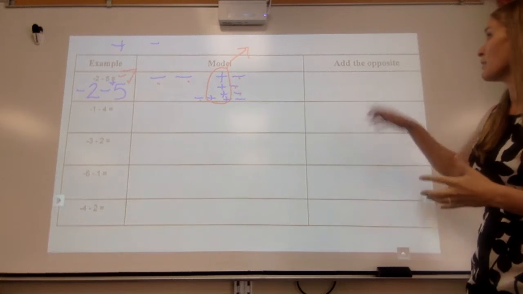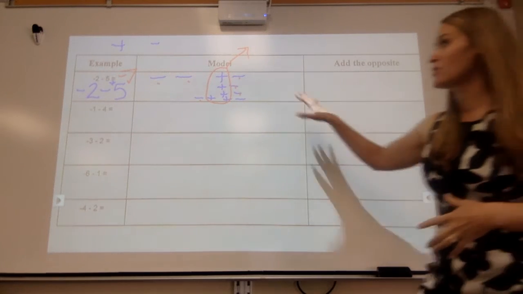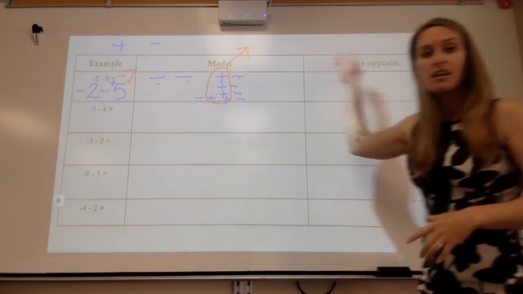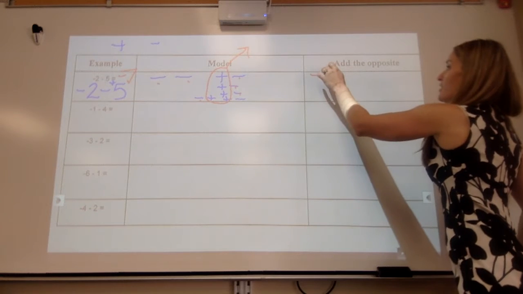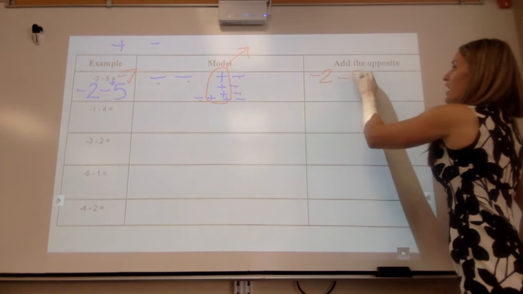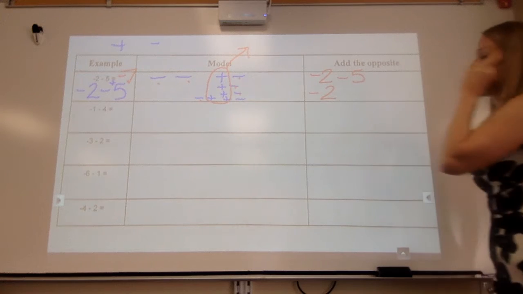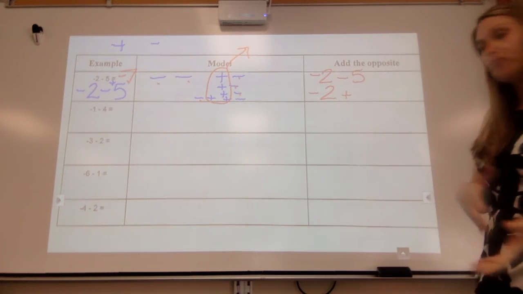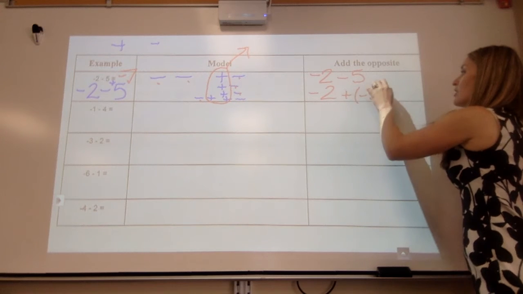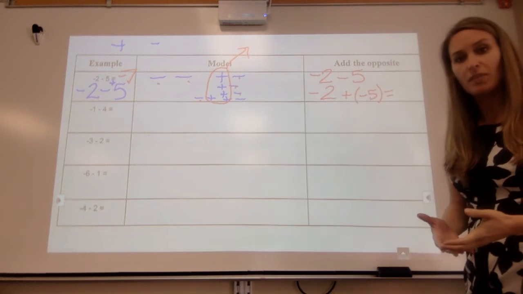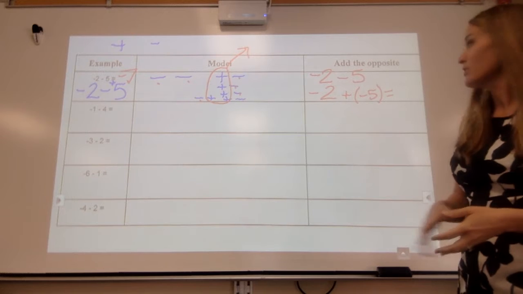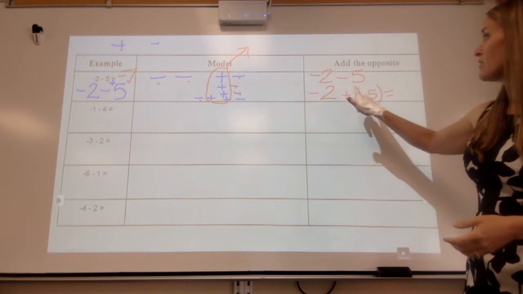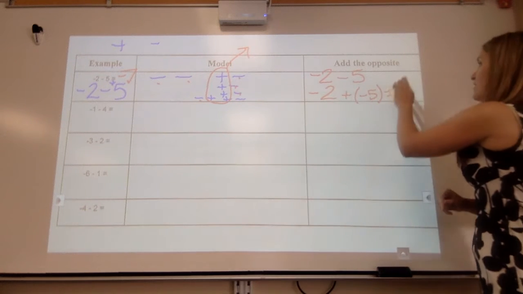All right, so let's recap about add the opposite. This is a way to rewrite the expression using addition. So instead of -2 take away 5, I'm going to rewrite subtraction as addition. And then what's the opposite of +5? -5. All right, so we're just rewriting this as an addition statement. A lot of kids find addition easier. So now I know if I've got two negatives that I'm adding together, that does give me -7.